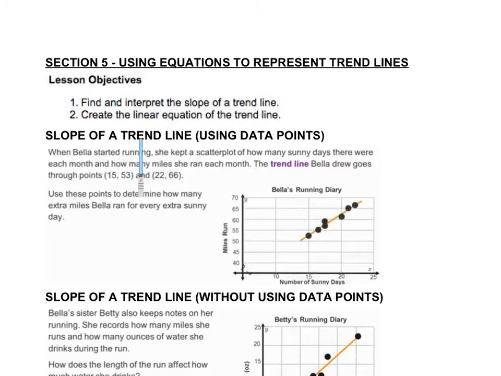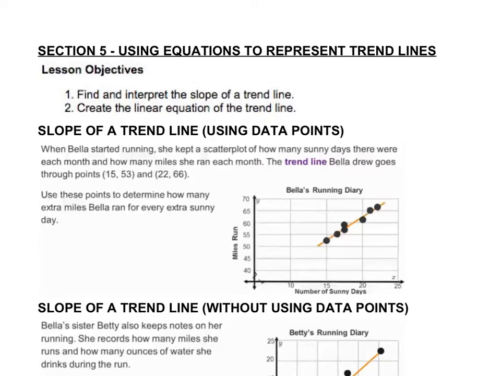So let's do this with this problem, slope of a trend line using data points. So Bella started running, and she kept the scatter plot of how many sunny days there were each month and how many miles she ran each month, okay? The trend line Bella drew goes through the points (15, 53) and (22, 66). So the prompt says, use these points to determine how many extra miles Bella ran for every extra sunny day. Okay, so let's just calculate the slope.